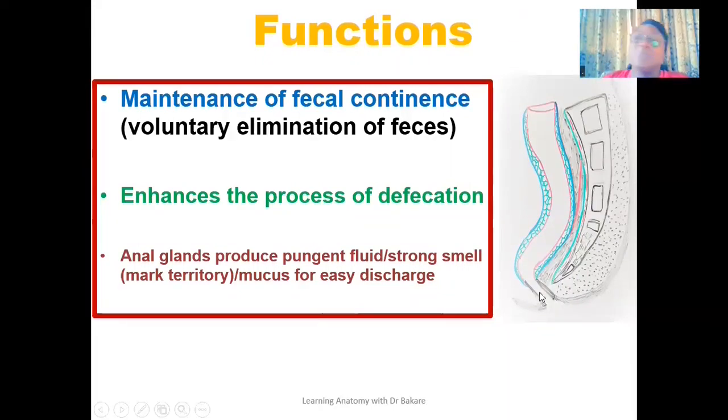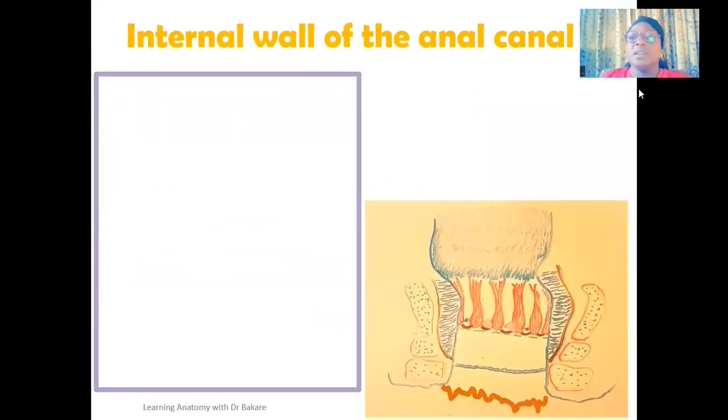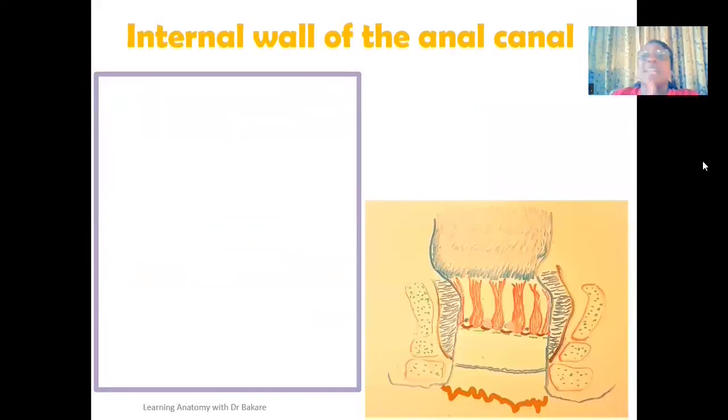Also, the anal gland is responsible for the secretion of mucus. So as mucus is produced by the anal gland, it is released into the lumen of the anal canal. And this helps to lubricate the interior wall of the anal canal so that the passage of the feces will be easy. So now going to the internal wall of the anal canal, this is where this lecture begins.